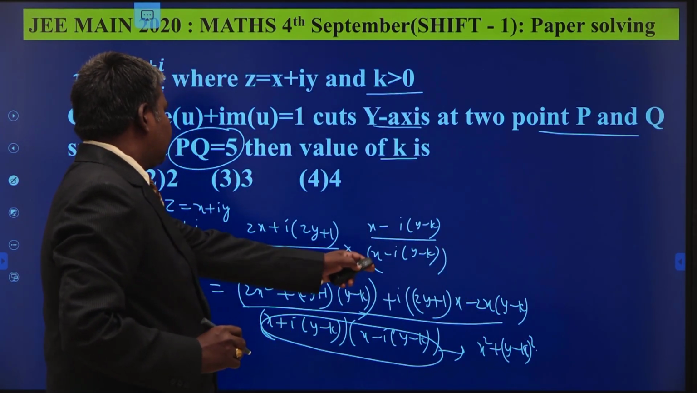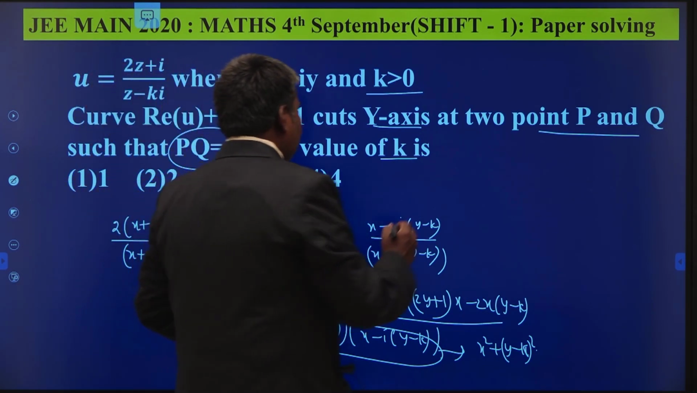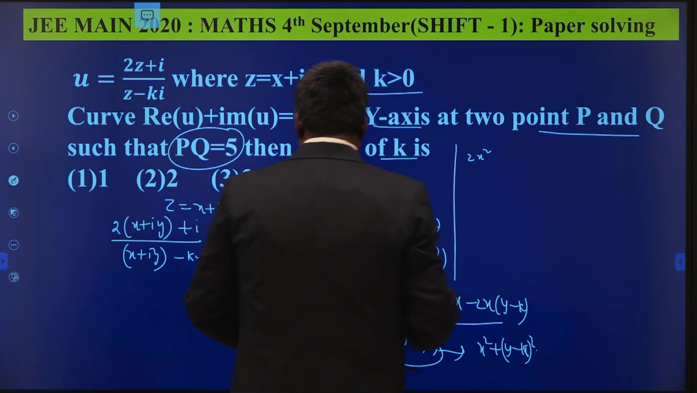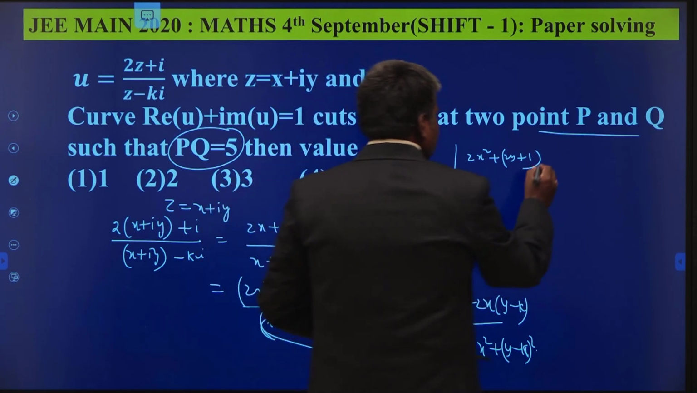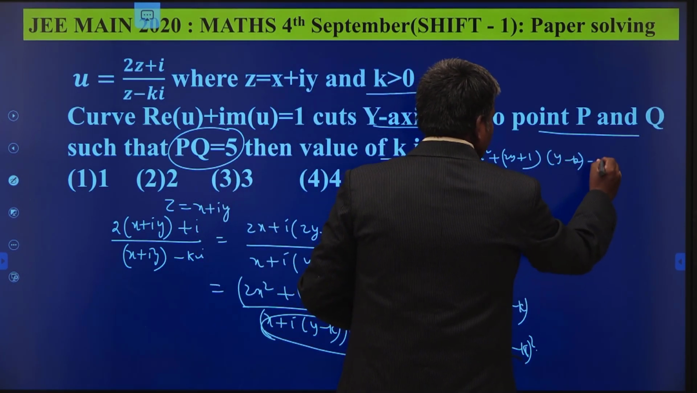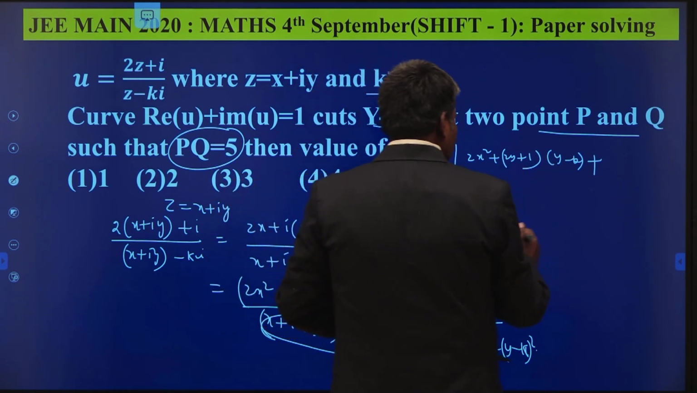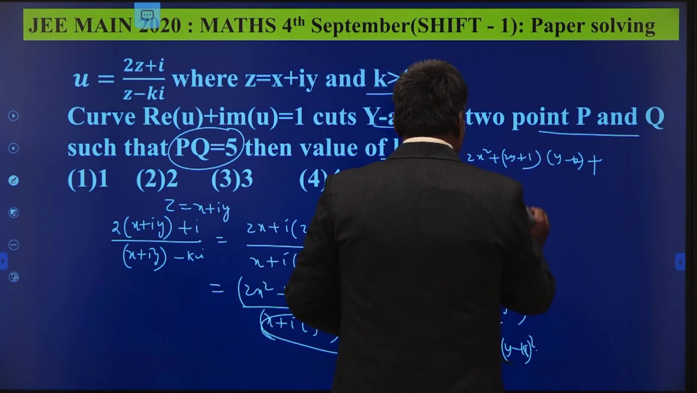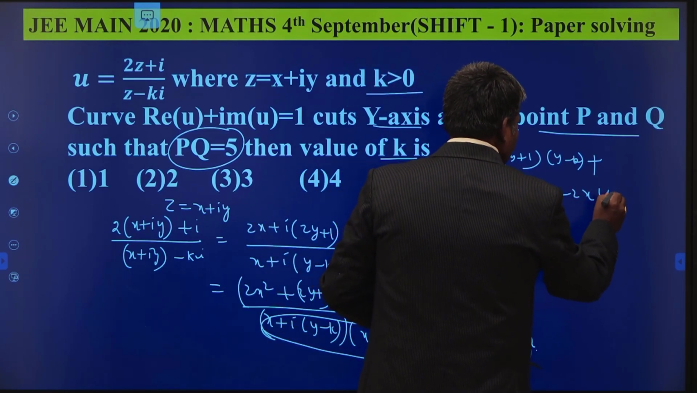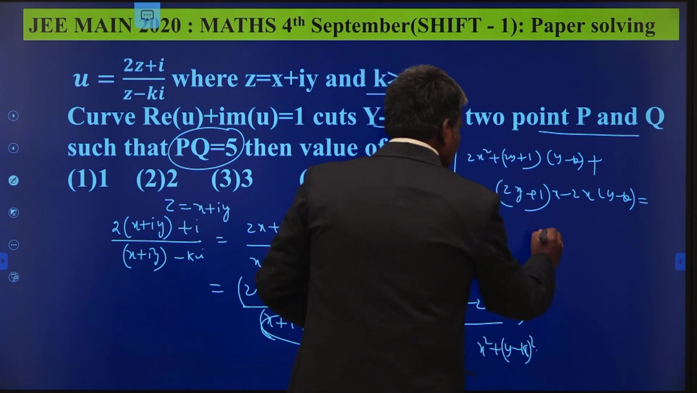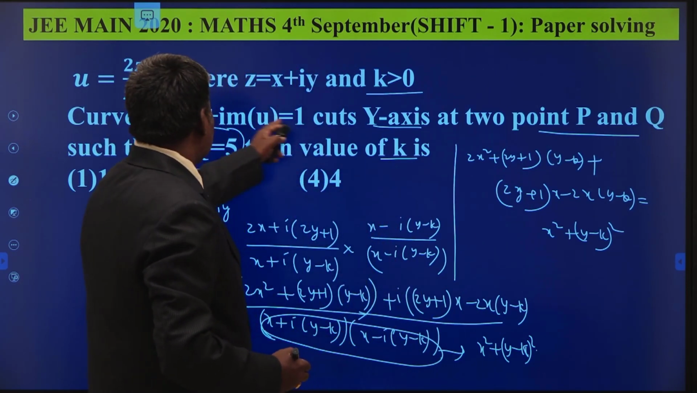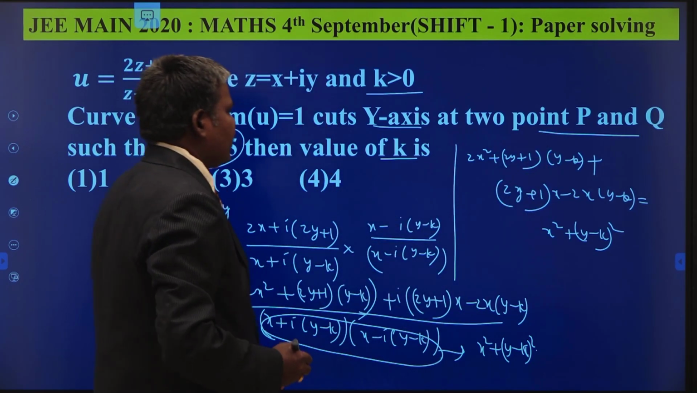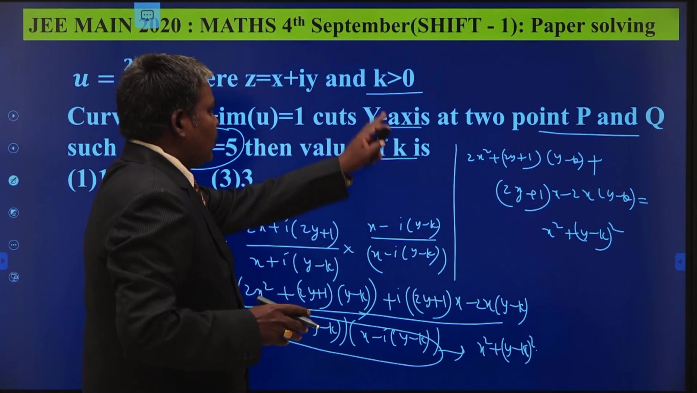Now real part plus imaginary part is equal to 1. So 2x² + (2y + 1)(y - k) plus the imaginary part, (2y + 1)x - 2x(y - k), is equal to x² + (y - k)², because real part plus imaginary part is 1. So just by cross multiplying we get it in this manner. This is the required curve.